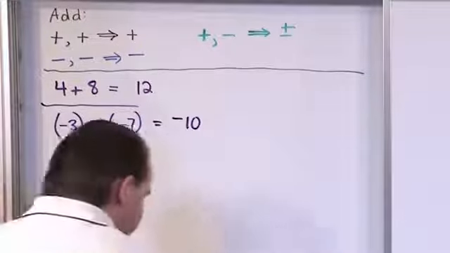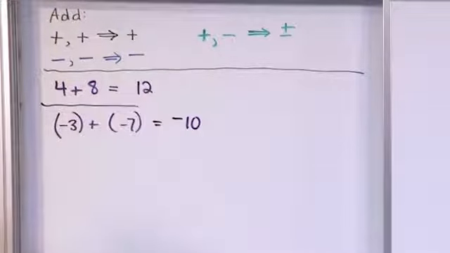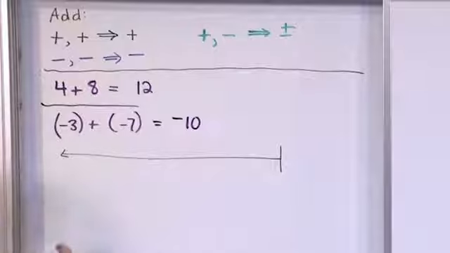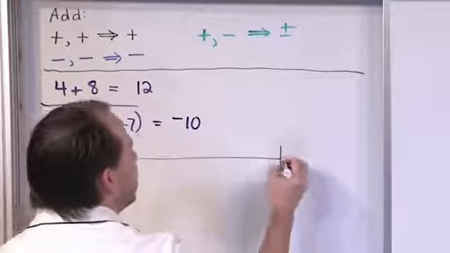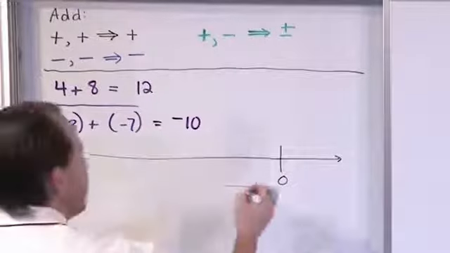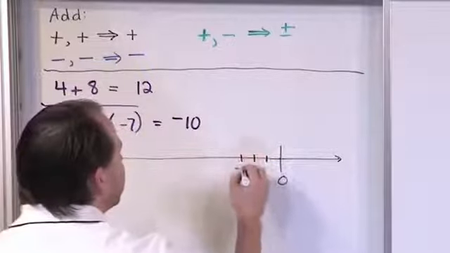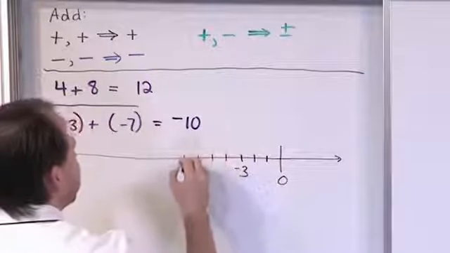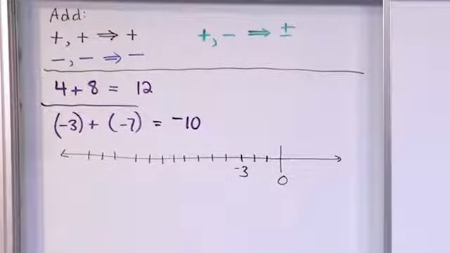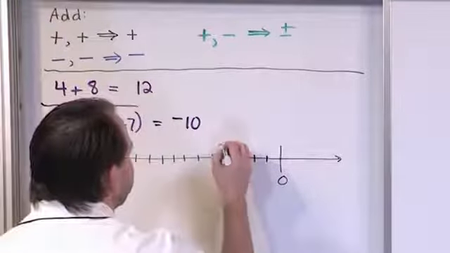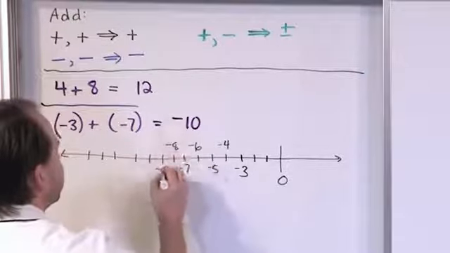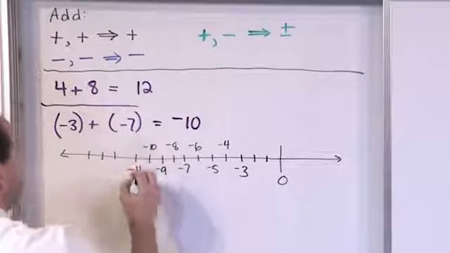Okay? And another way to visualize this is to look at our number line. Because this is something we're not going to do for every problem, but it's something that can be nice to look at. Let's say this is 0, and the positive numbers are going off to the right, positive 1, positive 2, positive 3, and so on. But here I have negative 1, negative 2, negative 3, and so on, going off to the left.